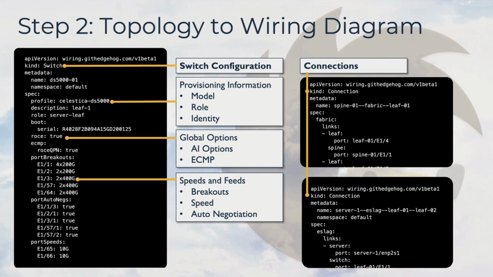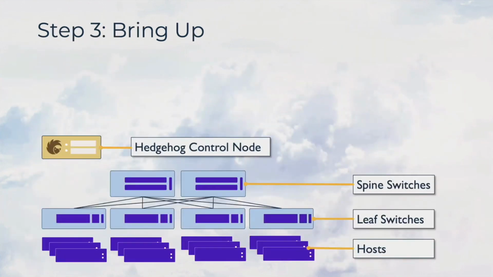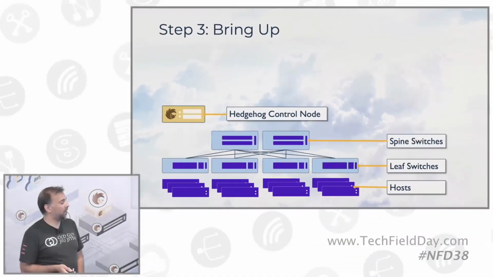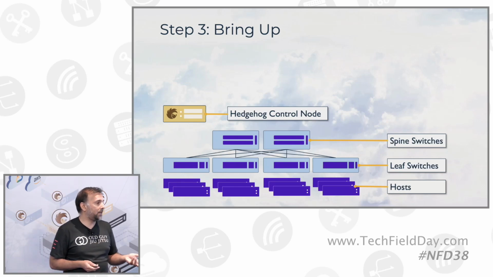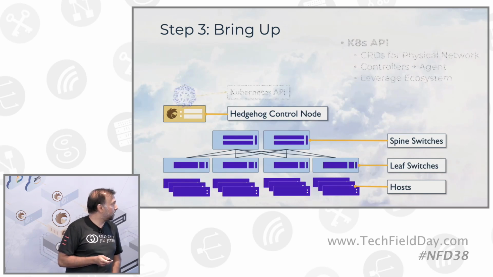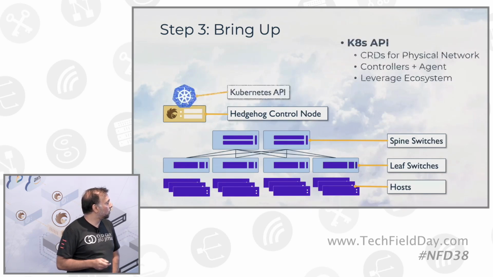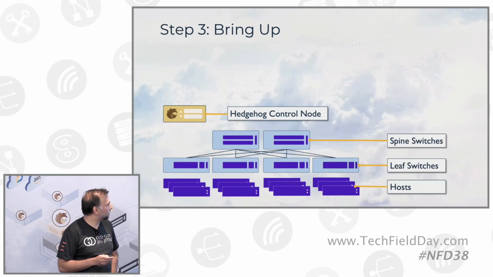So the next piece is that you actually have to bring everything up. So Hedgehog itself starts by running on a control node, and that control node is connected to your management network and can speak to all of the switches on the network. And everything, like I said, is done through the Kubernetes API.